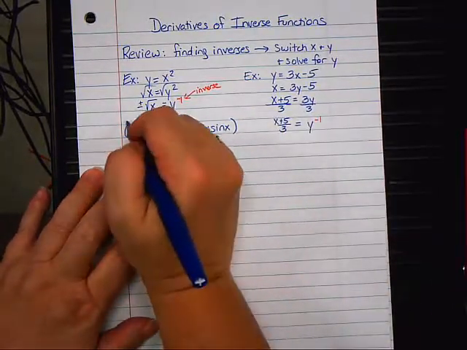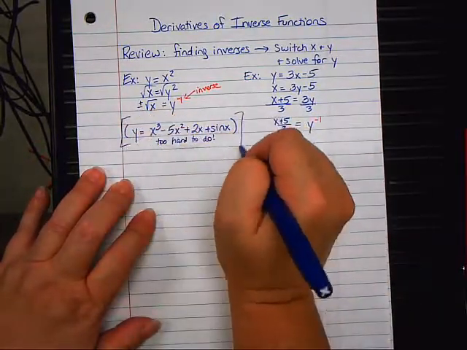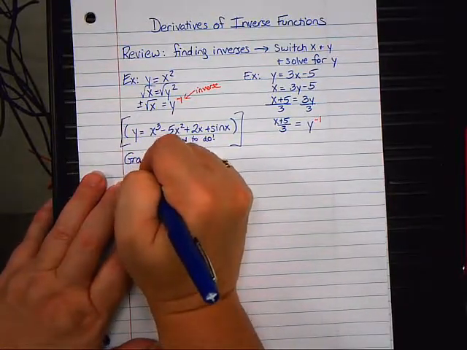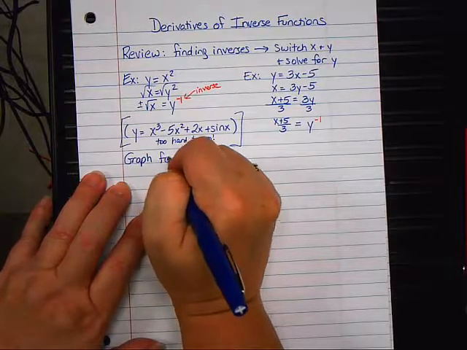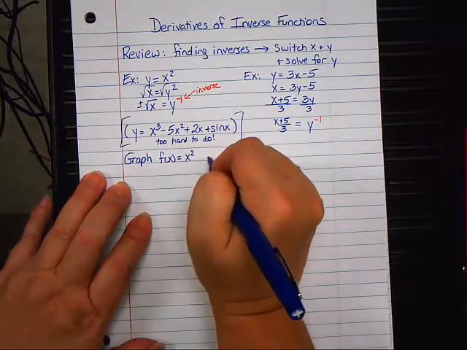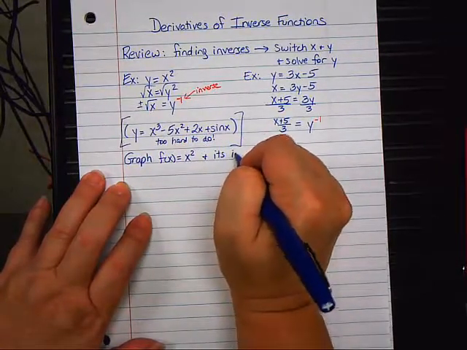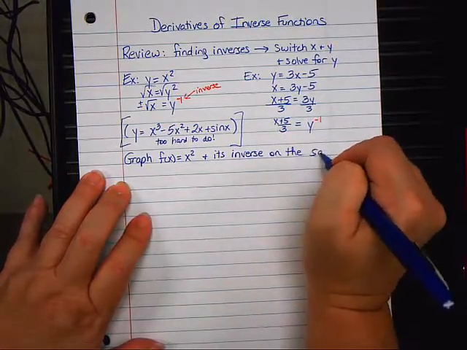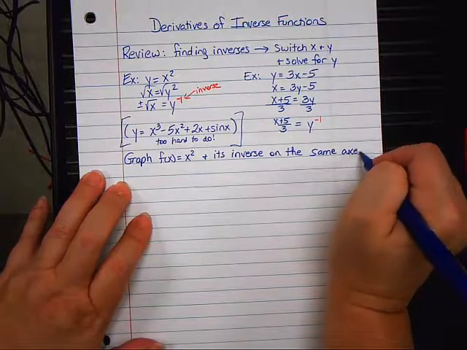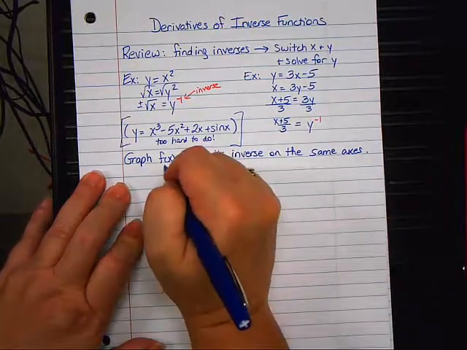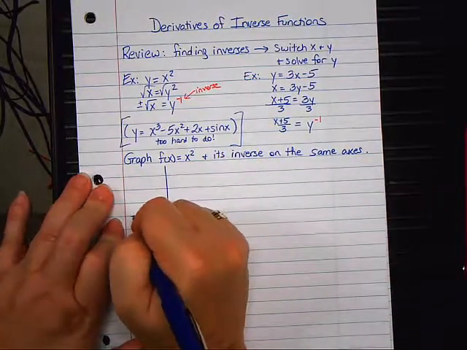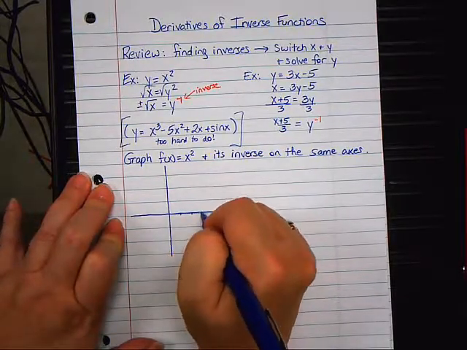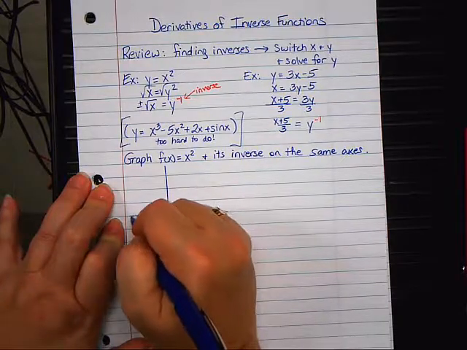Now, so that was kind of a side note. We're just not even going to mess with that. What I want you to do now is graph f of x equals x squared and its inverse on the same axes. We're going to do this together. You need to go out about 4 in each direction.